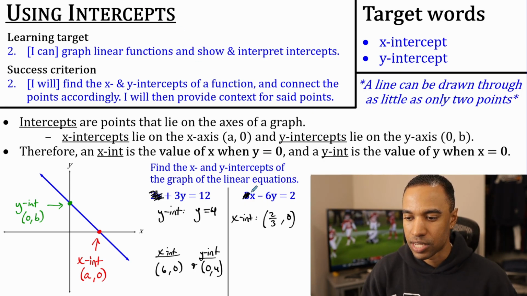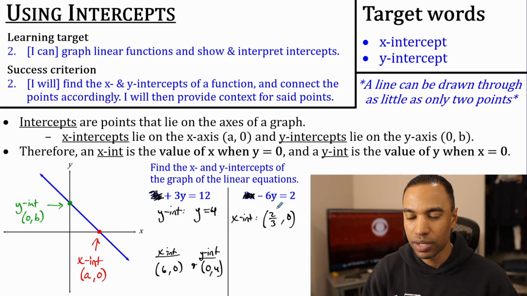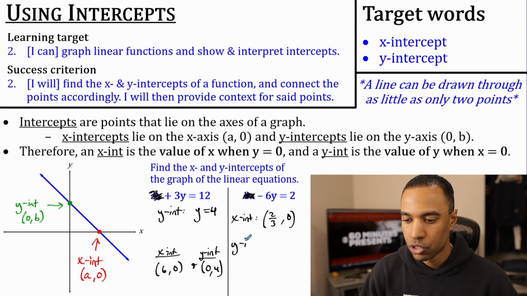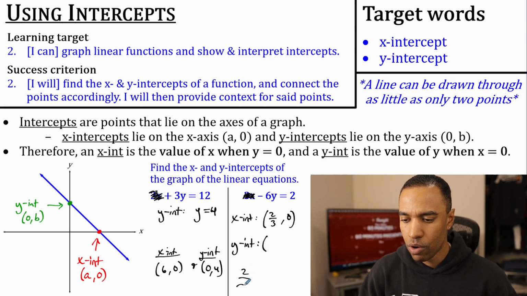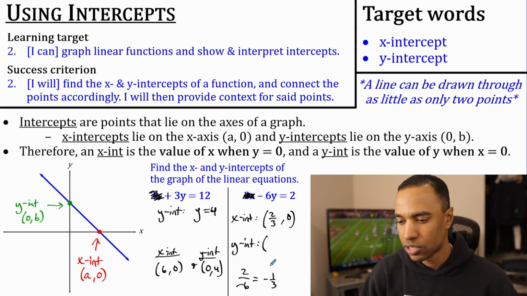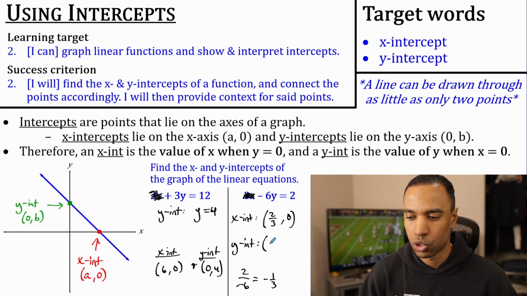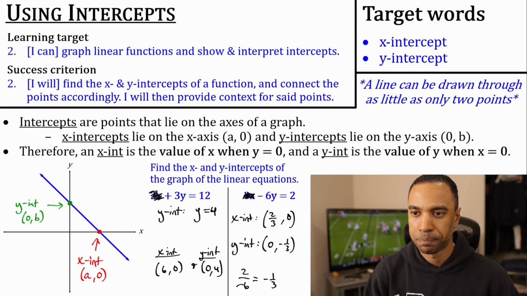Y-intercept. Set x equal to 0. Make sure this is still negative, though. Negative 6y equals 2. So y equals 2 over negative 6. Now that reduces. 2 over negative 6 reduces to negative 1/3, right? It's a negative number. 2 over 6 reduces to 1 over 3. So that's 0 comma negative 1/3, like so.